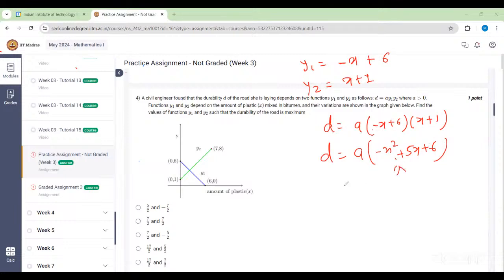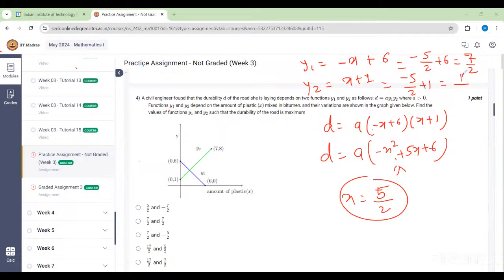Right, correct. So here the vertex coordinate will be minus b by 2a. So it will be 5 by 2. So when x is equal to 5 by 2, the value of y1 will be minus 5 by 2 plus 6, which is 7 by 2, I guess. And if you substitute 5 by 2 in x plus 1, it will be 7 by 2. Or I have mistaken some calculation.